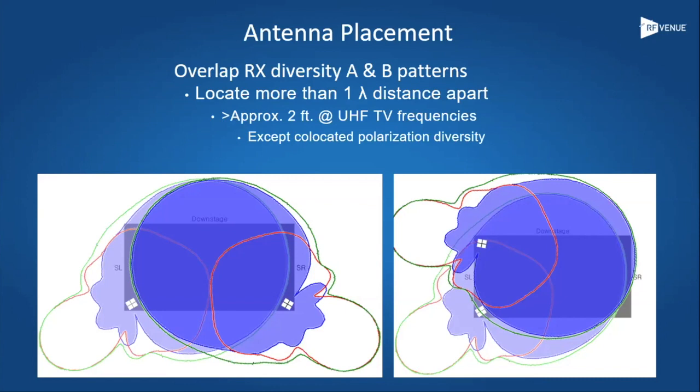So we want to at least try to treat each zone as a separate performance space, regardless of their levels of isolation between each other. We want to try. And as I mentioned before, we want diversity A and B patterns to overlap each other within a zone. And for spatial diversity systems, we want to locate our A and B antennas as far apart as is practical, but always more than one wavelength apart, which is around 2 feet for UHF.